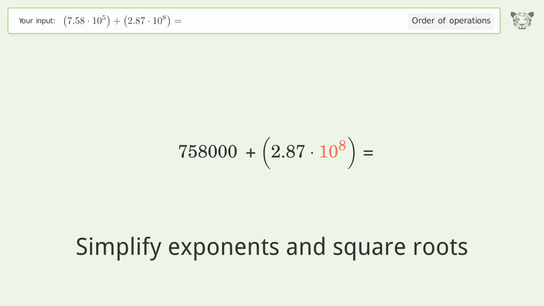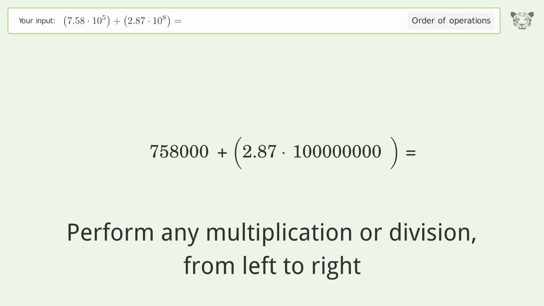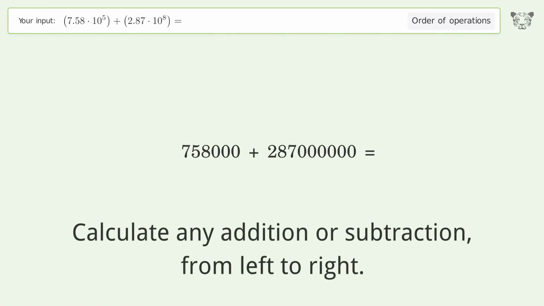Simplify exponents and square roots. 10 to the power of 8 equals 1,000,000. Perform any multiplication or division, from left to right. 2.87 times 1,000,000 equals 287,000. Calculate any addition or subtraction, from left to right.